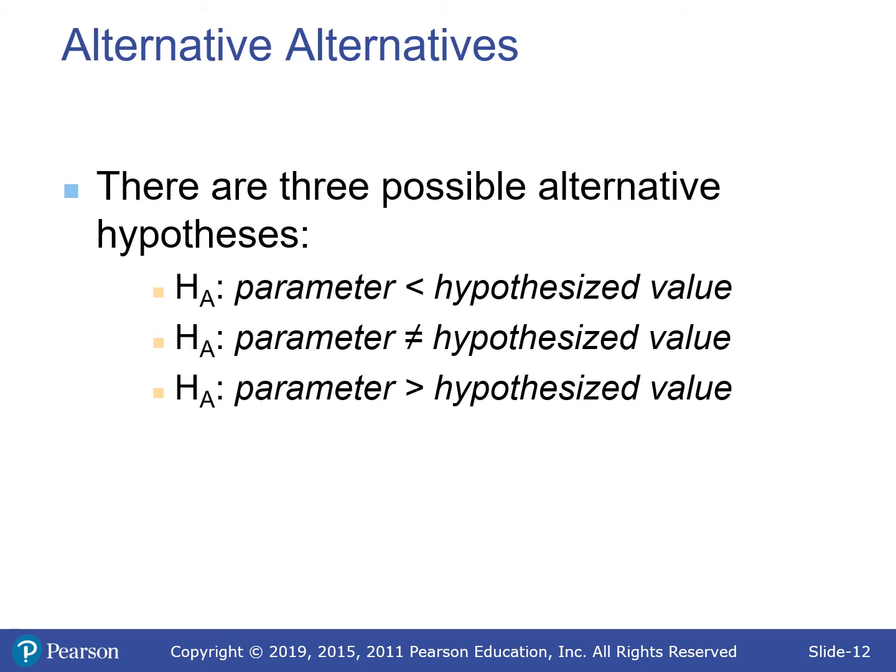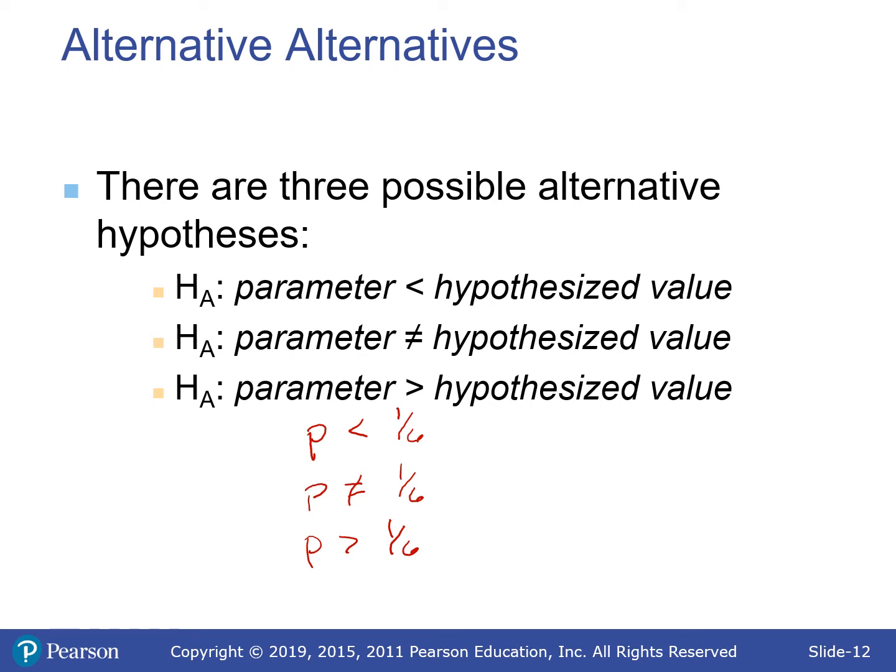The three possible alternative hypotheses, as I mentioned, are that the parameter is less than the hypothesized value, not equal to, or greater than. So that could be p is less than 1/6, p is not equal to 1/6, or p is greater than 1/6. Notice it's not less than or equal to or greater than or equal to. They're simply less than or greater than, or not equal to. The null hypothesis here would be p is equal to 1/6. This would be my dice example.